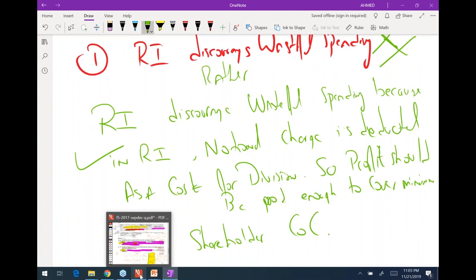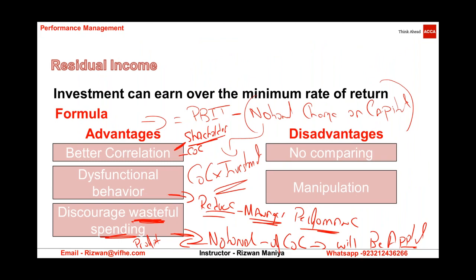Now, the same way you have to explain about dysfunctional behavior, that ROI reduces dysfunctional behavior as managers will opt for projects that cover cost of capital rather than focusing on what? ROIs. Okay, explain. Coming toward drawbacks, as I mentioned initially, for comparison between divisions, we do not use RI. RI is not good for division comparison, because RI is an absolute measure. Division comparison is done using what? ROI.